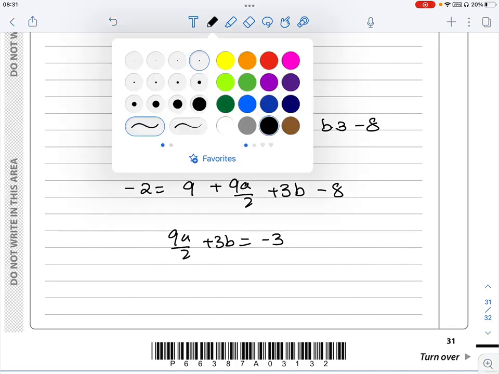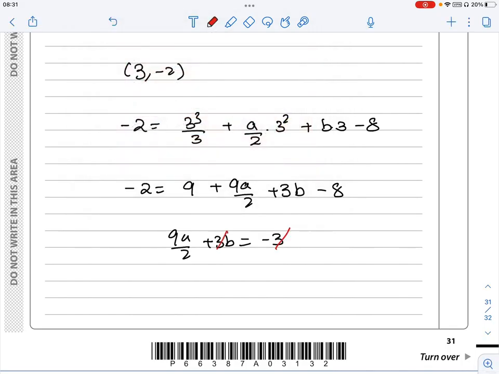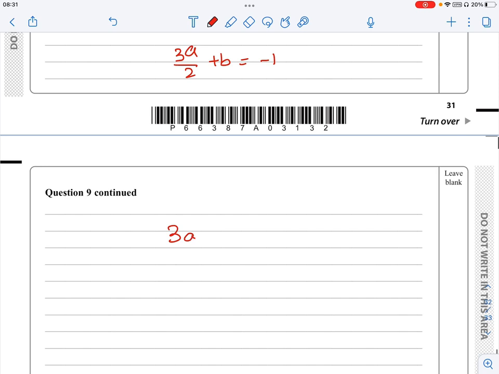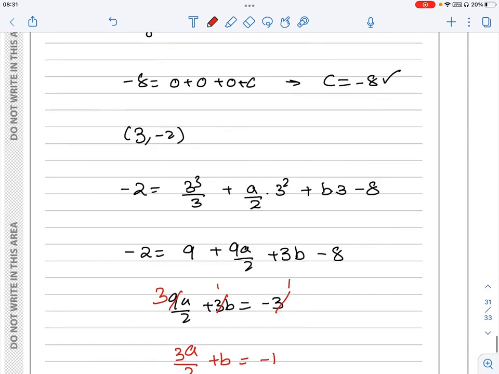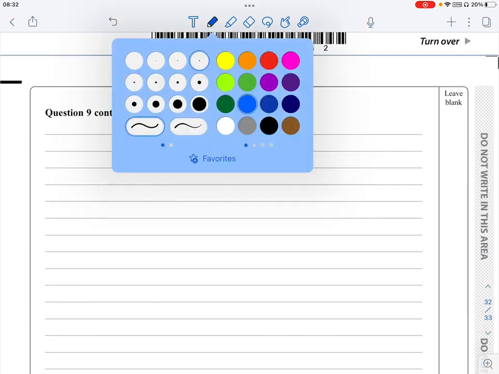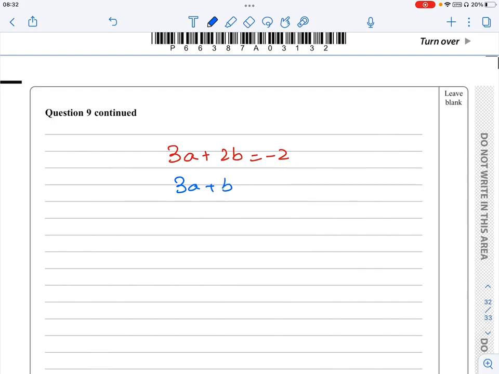So divide by 3 on both sides: 3a upon 2 plus b equals negative 1. Multiply by 2 on both sides: 3a plus 2b equals negative 2. That is the second equation. The first equation was 3a plus b equals negative 7. Now subtract both equations. So b equals 5.